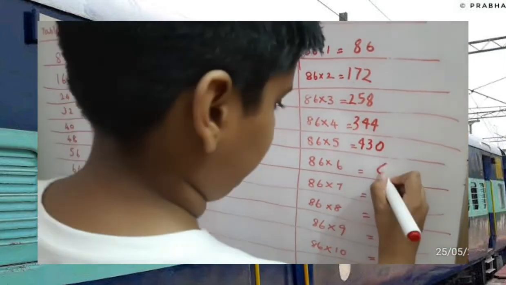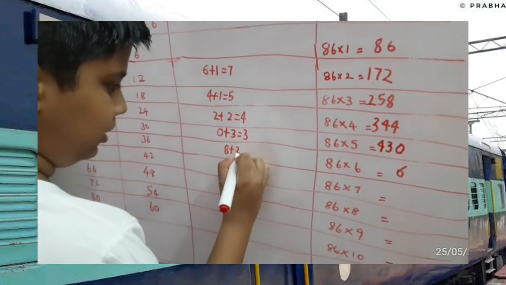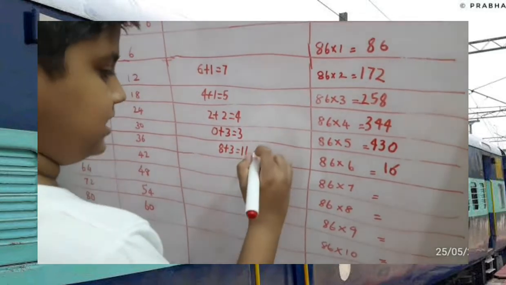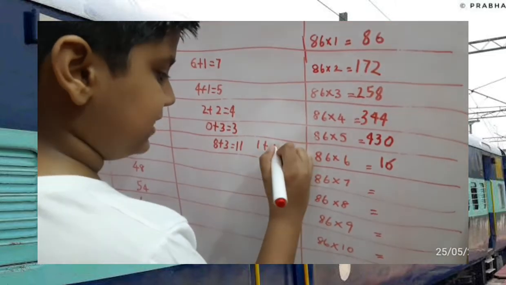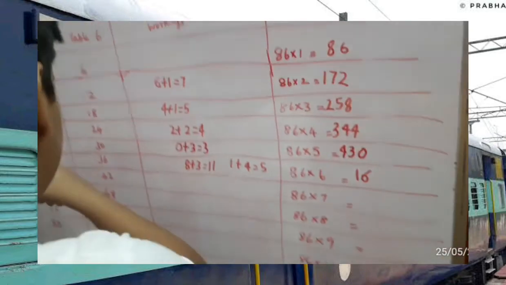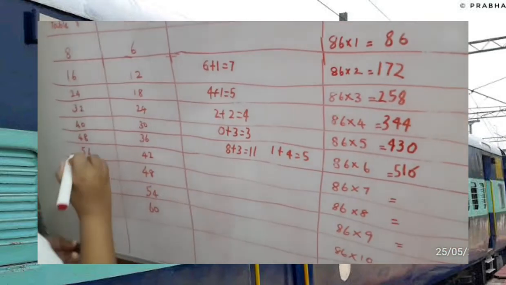Write 6 in 1's place. 8 plus 3 is equal to 11. Write 1 in 10's place. So carry forward 1. 1 plus 4 is equal to 5. Where did you get that 4? The 100's place. So write 5 in 100's place.